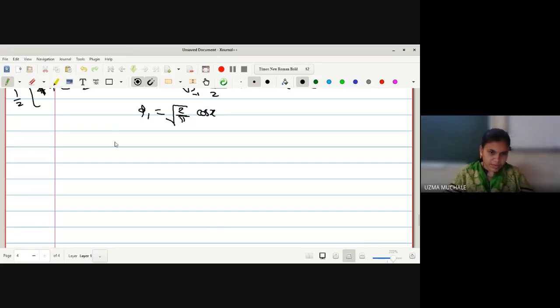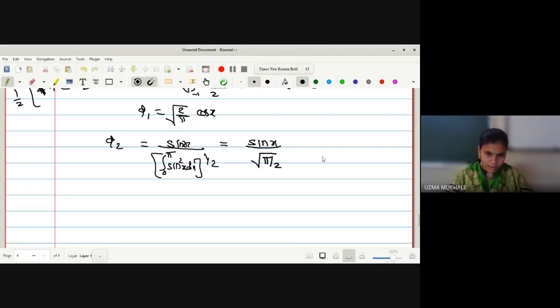Okay. Let me find out the value for phi 2 is equal to sin x upon square root of integration sin square x dx, integration within the limit 0 to pi. So finally, let me write down the value directly. The value of integration we get is again root pi by 2. So we can get the value of phi 2 as root 2 upon pi sin x.